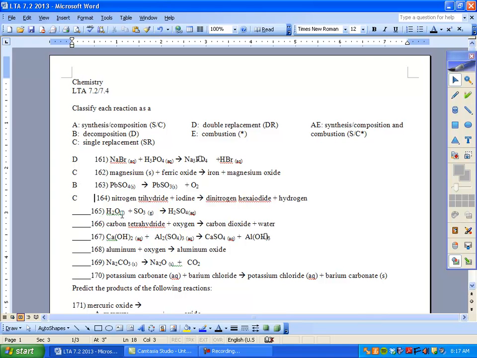Number 165, I have two small compounds coming together to form one big compound. That's a synthesis composition, A. It is not also a combustion because it is not reacting with O2 on the reactant side. Number 166, I have oxygen as a reactant, so that does make that a combustion, E. However, it is not a synthesis as well because I have more than one product.